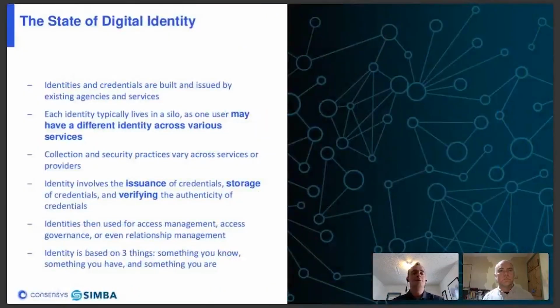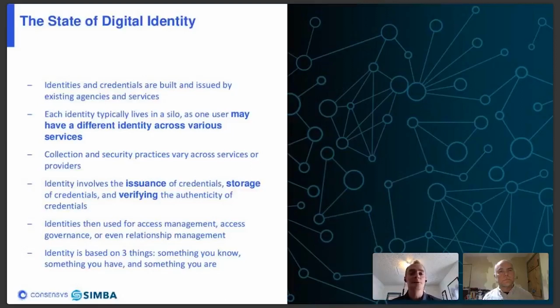So what is the state of digital identity? Currently, ID and credentials, this concept of credentials, which I'll touch on a bit more, are built and issued by existing agencies and services who control this data. Thus, all of our data is living in all these various silos. As I'm sure you all know, we have tons of usernames and passwords spread across all these different products and services. And that creates a couple of problems.